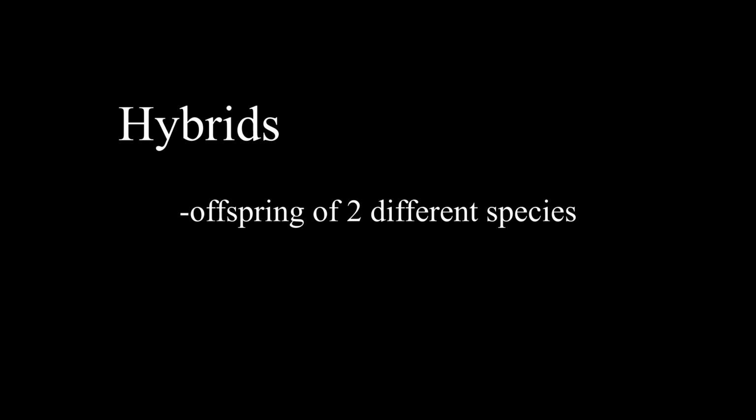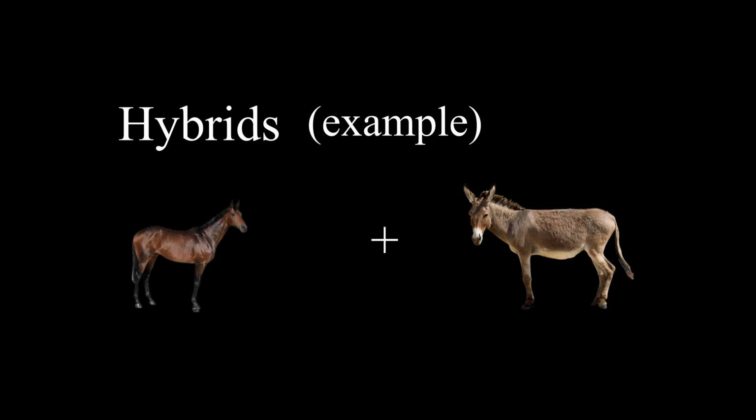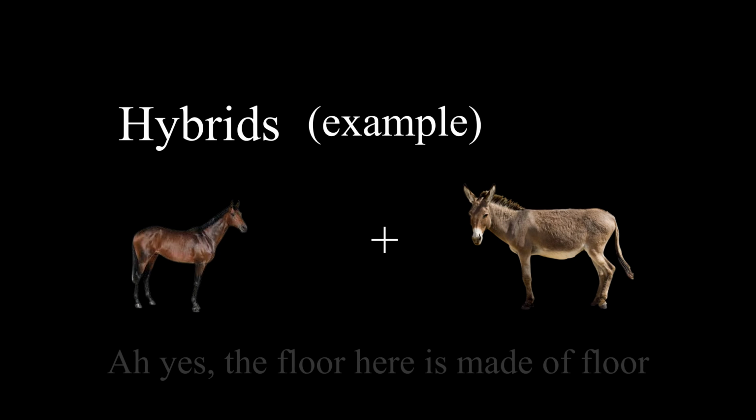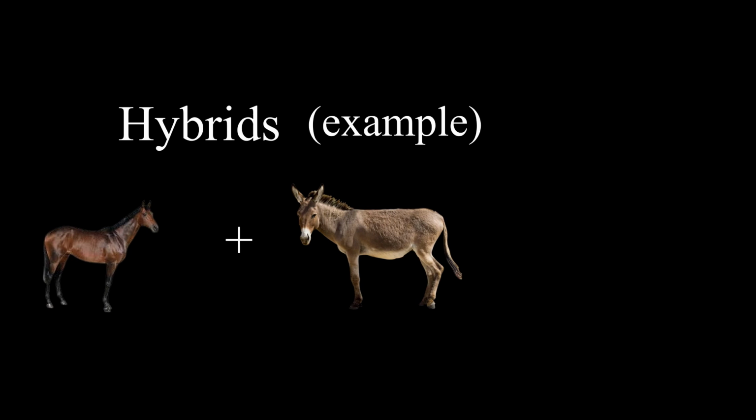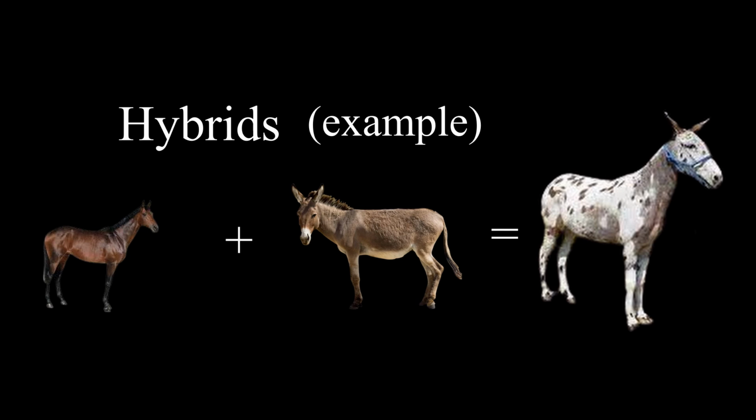Hybrids are basically the offspring of two different species. An example of a hybrid would be a donkey and a horse. Obviously a donkey is not 100% equivalent to a horse, because while it may resemble a horse, it might look the same, it might act the same, it isn't a horse. So when a donkey and a horse mate, their offspring is known as a mule, which means it's a hybrid because it's an offspring of two different species. So that's basically what a hybrid is.